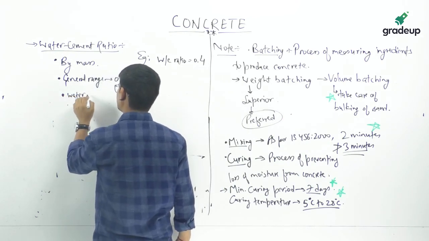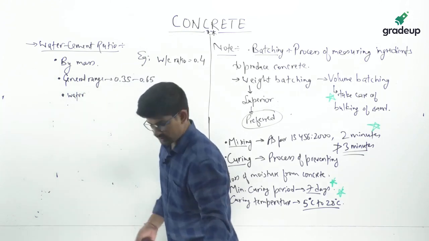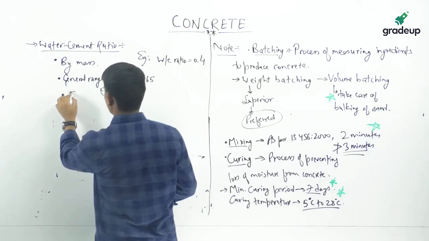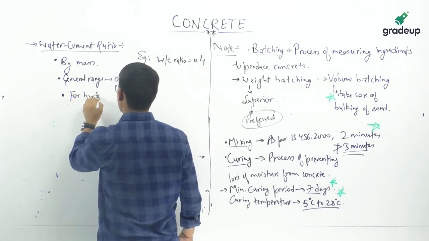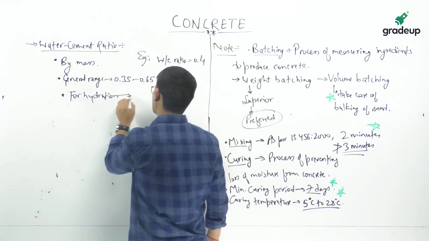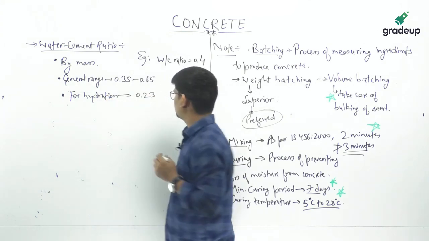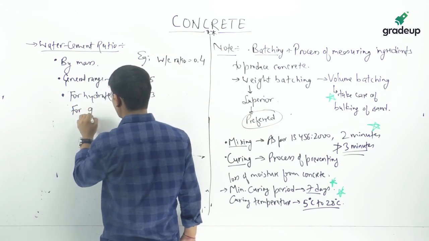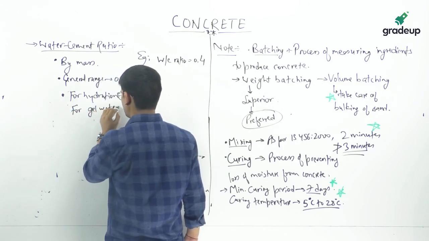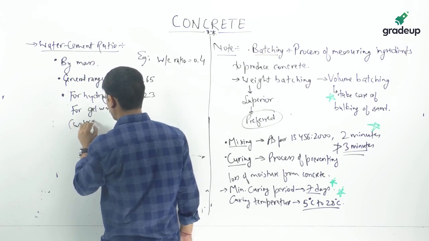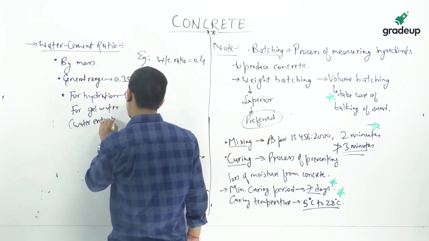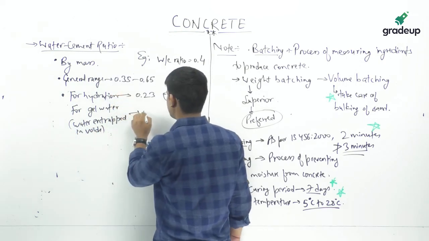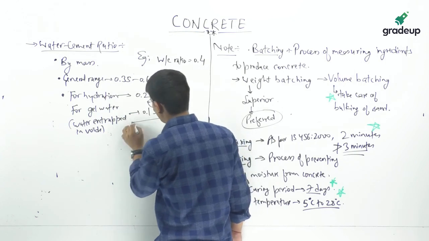Water. Now for hydration, the water cement ratio required is 0.23. And for gel water, that is water entrapped in voids, it is 0.15.